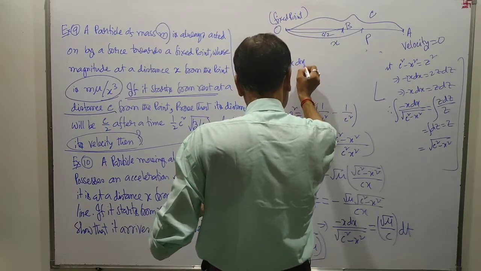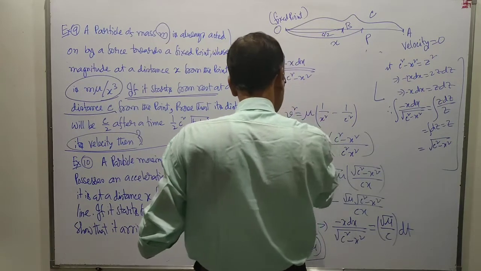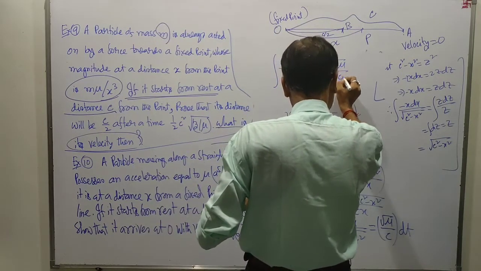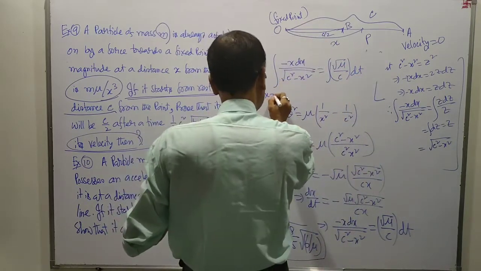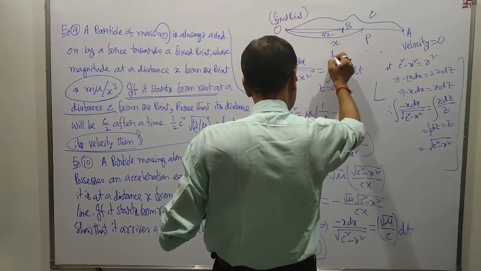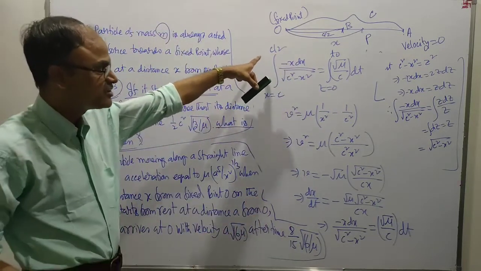minus x dx divided by root over c square minus x square. This is equal to root over... It should have been root mu by c dt. X equal to c. Here t equal to 0, t equal to t naught. It should have been c by 2. Just like this.